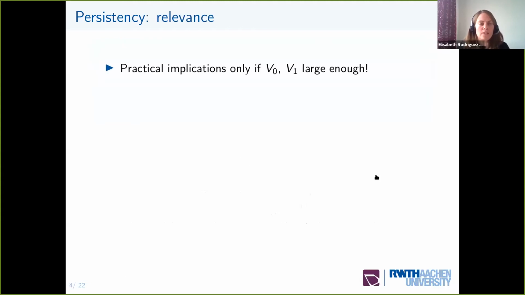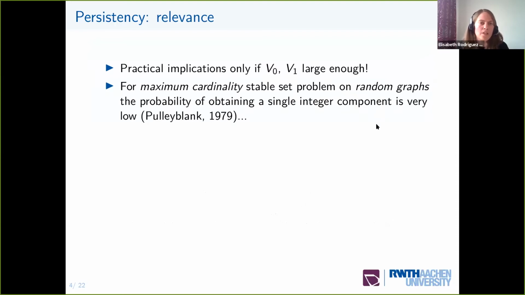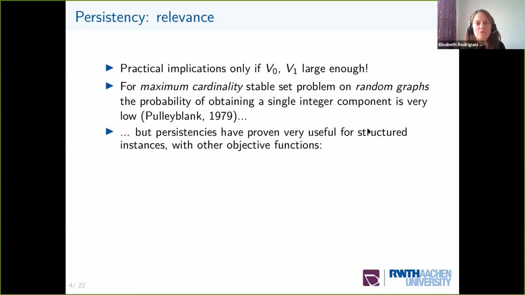But of course, this only has practical implications if the sets of those integer components, V0 and V1, are large enough. Now, it is known that for the maximum cardinality stable set problem on random graphs, the probability of obtaining a single integer component is very low. But persistencies have proven useful for structured instances, so for graphs which are not random, with other objective functions than the cardinality function, the one which assigns weight 1 to every node.